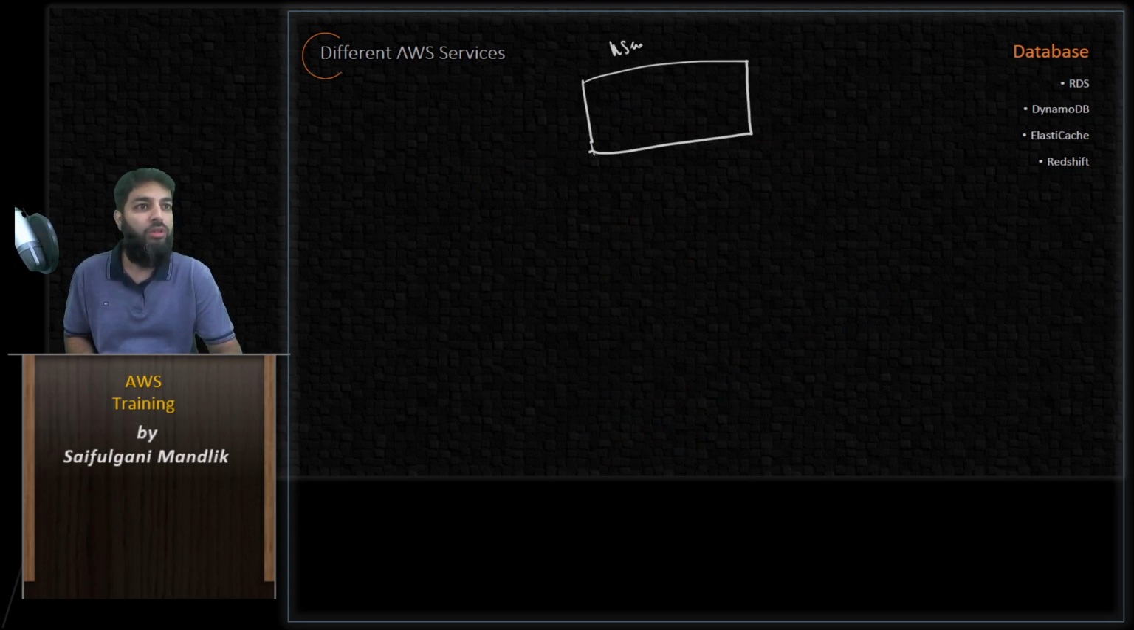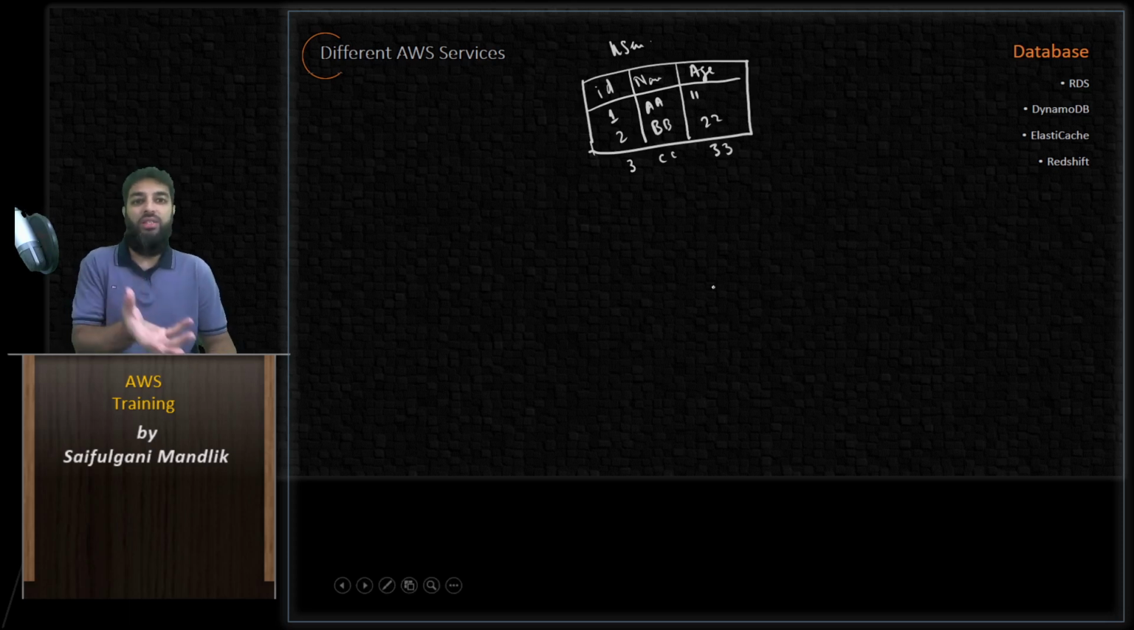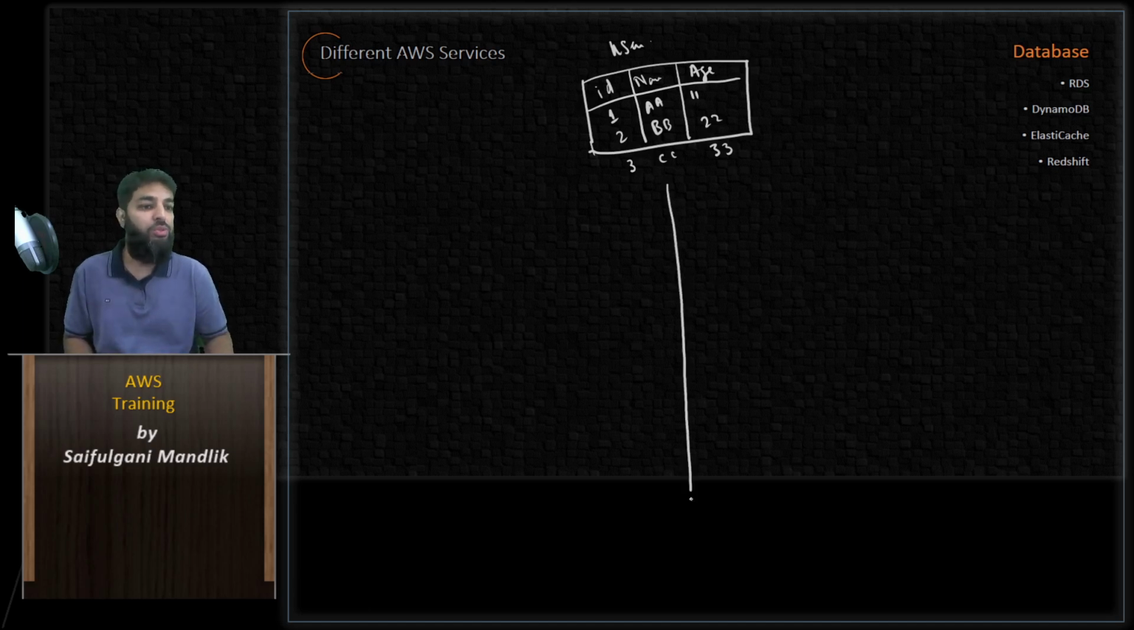a user table, which has just 3 columns inside it: an ID, a name, and an age. Basically maybe it has records 1 AA 11, 2 BB 22, 3 CC 33. Now I said that Redshift is a relational database. That means you can create tables. So let's see what is the difference between it.